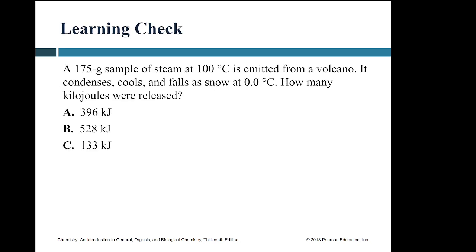Okay, so a 175 gram sample of steam at 100 degrees Celsius is emitted from a volcano. It condenses, cools, and falls as snow at 0 degrees Celsius. How many kilojoules were released? Ooh, this is a bit more complex of a problem, isn't it? Yeah, this isn't going to just be one of those calculations. This is going to have to be actually a series of those.